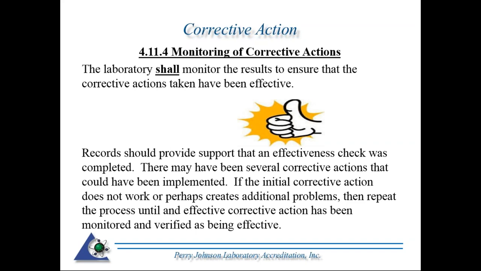As we're looking at, records should provide support that an effectiveness check was completed. There may have been several corrective actions that could have been implemented. If the initial corrective action does not work, or perhaps creates additional problems, then repeat the process until the effective corrective action has been monitored and verified as being effective.